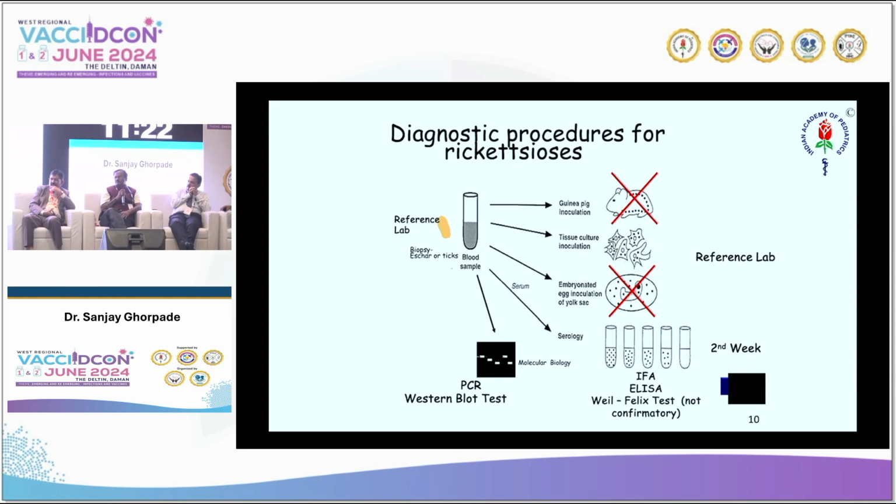Of course, for the diagnosis of rickettsia in the second week, antibody test. In the first week, PCR-based test. This should be the correct way of diagnosis of rickettsia for confirmation of the diagnosis. And of course, excellent results are with doxy.